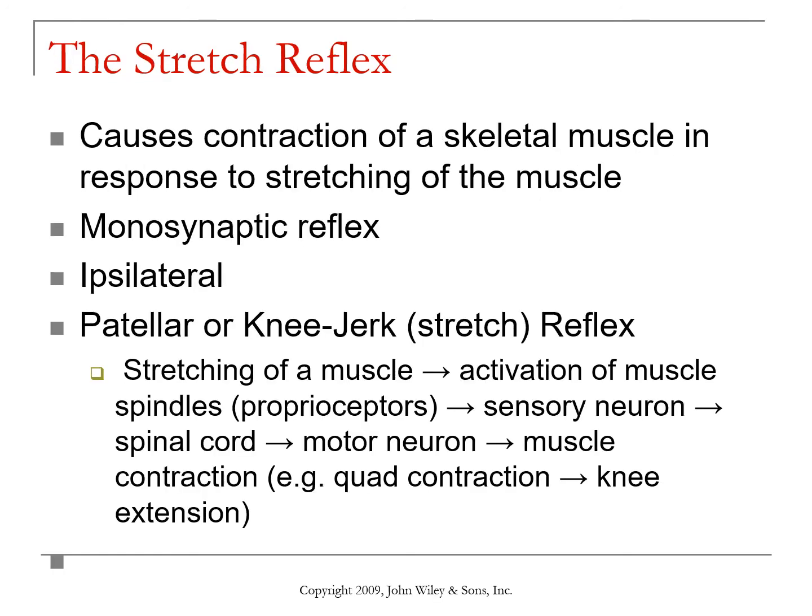So the first pathway we will consider is a stretch reflex. It results in contraction of the skeletal muscles in response to stretching of the muscle. So this pathway is monosynaptic in the spinal cord. The sensory neuron synapses directly with the motor neuron to generate the output. It is ipsilateral. The signal enters and exits on the same side. And it results in contraction of the quadriceps femoris muscle, causing knee extension as a response.